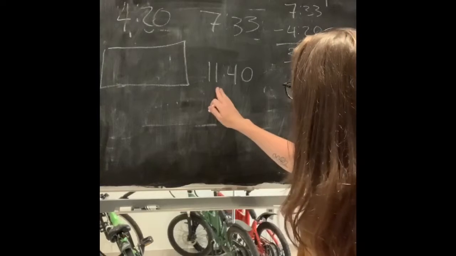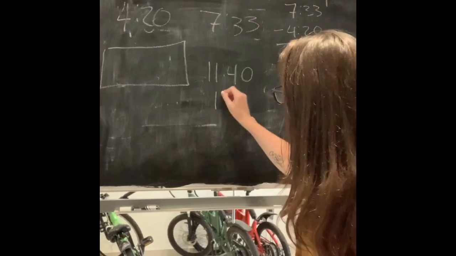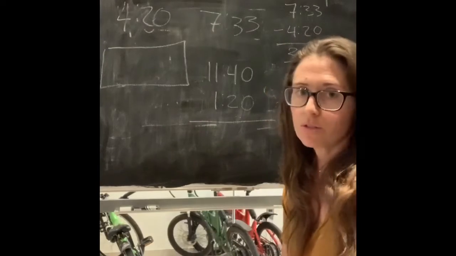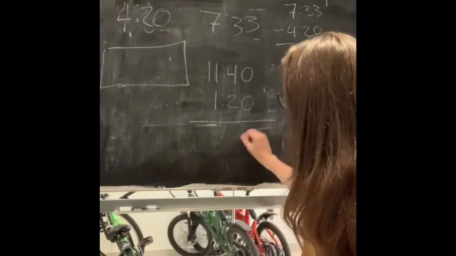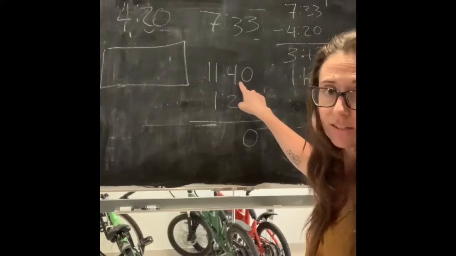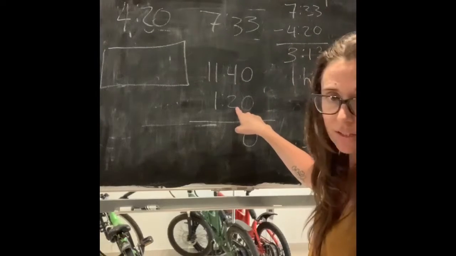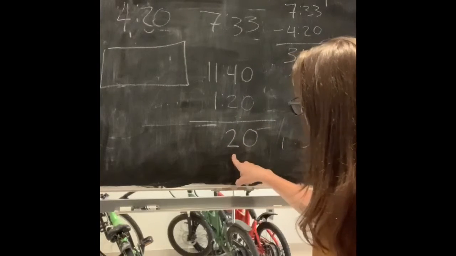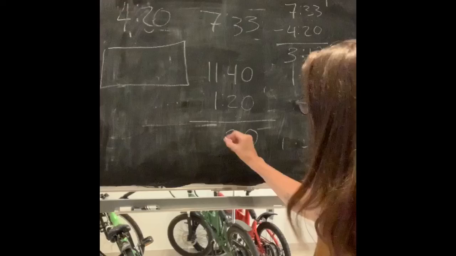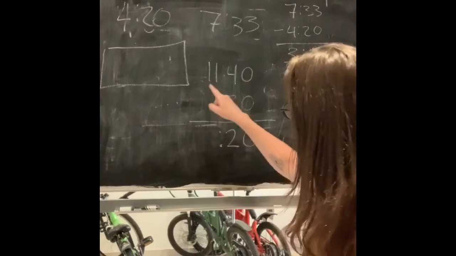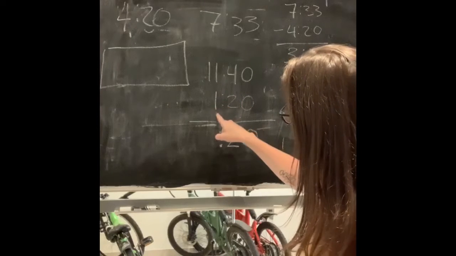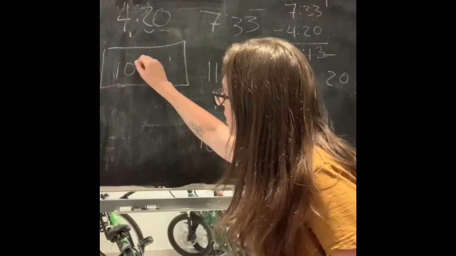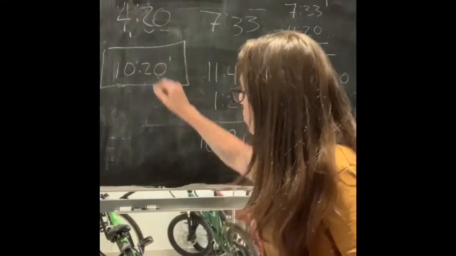So I have my 11:40, and I'm going to minus 1 hour and 20 minutes. So I know 0 minus 0 is 0, and if I have 4 tens and 2 tens, well, 4 minus 2 is 2, so that leaves me with 2 tens left, so that leaves me 20 minutes, and 11 hours minus 1 hour would leave me with 10, so my start time must be 10:20.